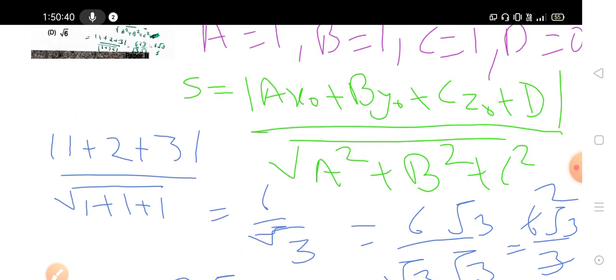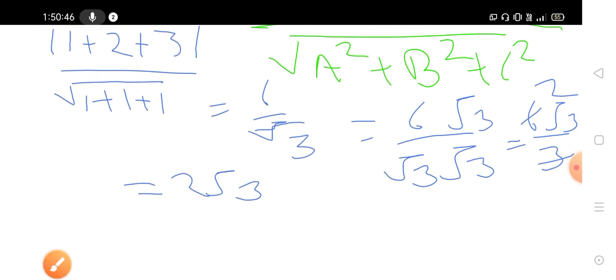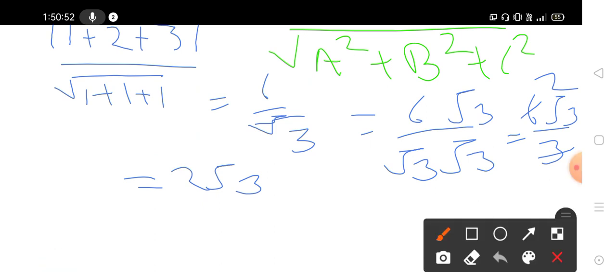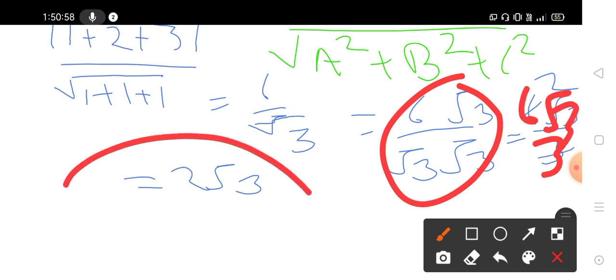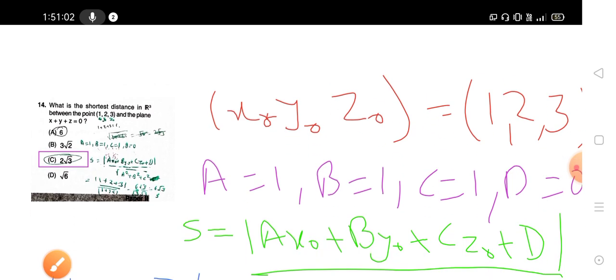Putting the values in, we get (1 plus 2 plus 3) upon root of (1 plus 1 plus 1), that is 6 upon root 3. Multiply numerator and denominator by root 3, and finally we get 6 root 3 upon 3, which is 2 root 3. Here the given option C is 2 root 3.